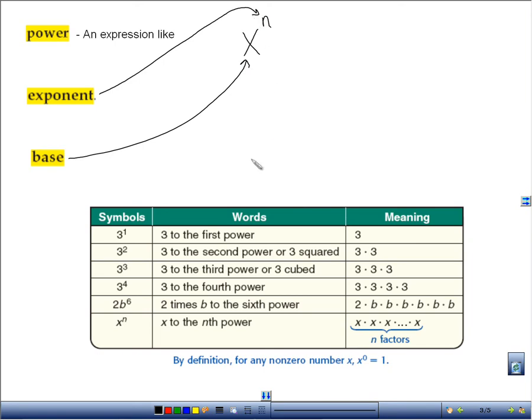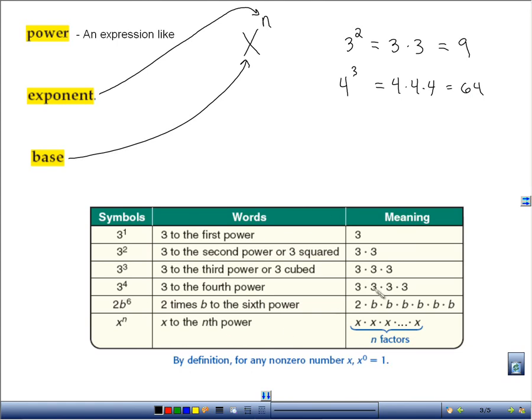Now what does that mean? If you have a power like 3, with a little 2 up above, what that means is you're going to take this base and you're going to multiply by itself 2 times. So the base is the number that you're multiplying, and the exponent is how many times you're going to multiply that base. So in this case, 3 to the second power would equal 9. Another example, 4 to the third power is 4 times 4 times 4, the base times itself 3 times, which equals 64.